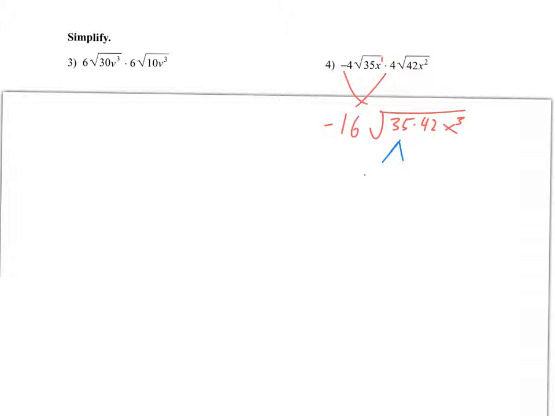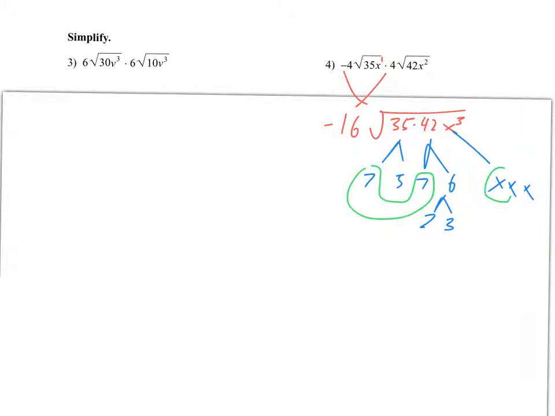So now I'm going to break this down. It's 7 and 5, and then this one is 7 and 6, which breaks down to 2 and 3. And then for the x, I have 3 x's there, so I'll write it 3 times. So now I'm going to find some twins here. So it looks like I got twin 7s and then twin x's.